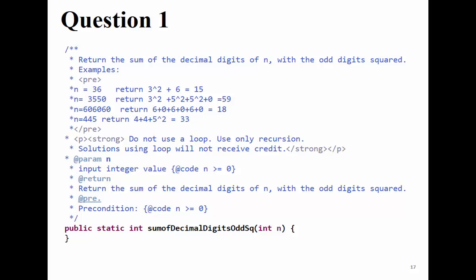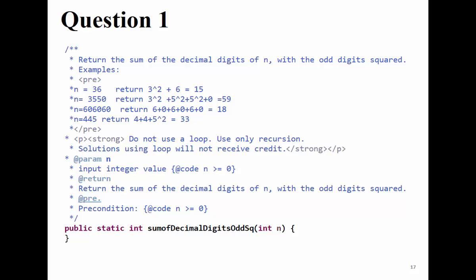Okay. So let me just go over the API quickly. You receive integers. Let's say we have examples here. You can see here we receive 36. So we need to investigate all the digits. If we receive 36, 3 is odd. That means 3 squared plus 6 would give us 15.